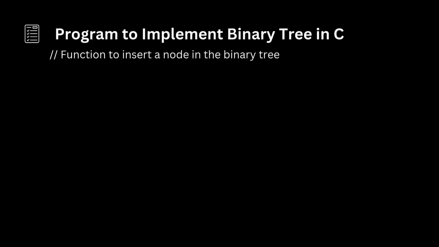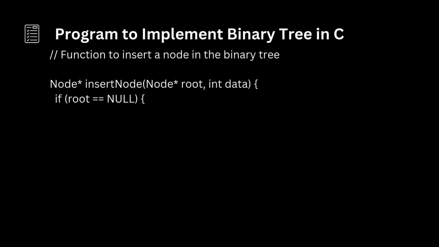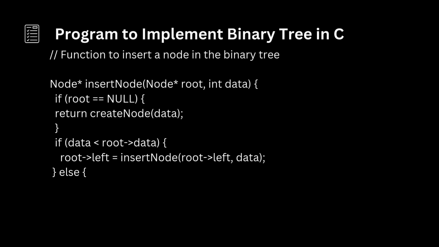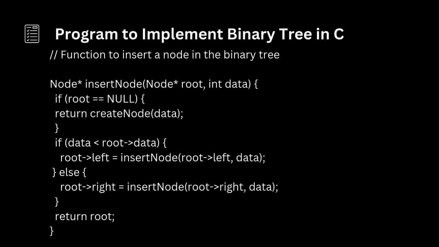Function to insert a node in the binary tree. This is the function to insert a new node into the binary tree. It checks if the current position in the tree is empty, that is, no node. Then it creates a new node with the given data and returns it. It compares the data with the current node's data to determine where to insert the new node. This line recursively inserts the data into the left subtree if the data is less than the current node's data. Else it handles the case where the data is greater than or equal to the current node's data, and this line recursively inserts the data into the right subtree. This returns the root of the subtree after insertion.